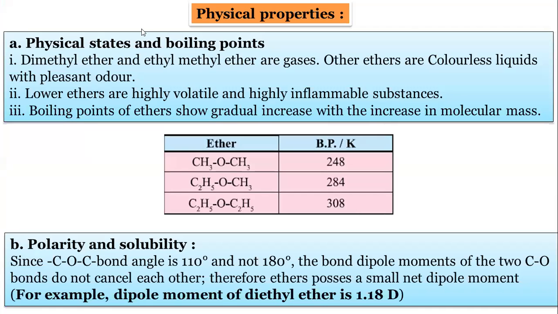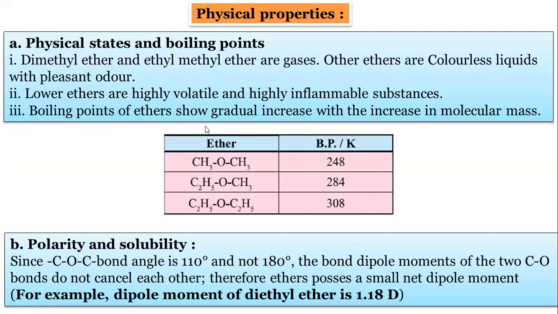Then the physical properties. These physical properties are not asked for the board exam, but I will explain them within 2 minutes. Physical states and boiling points: dimethyl ether and ethyl methyl ether are gaseous, and other ethers are colorless liquids with a very nice, pleasant smell. Lower ethers are highly volatile. All the ethers are actually volatile. These are highly inflammable. They easily catch fire.